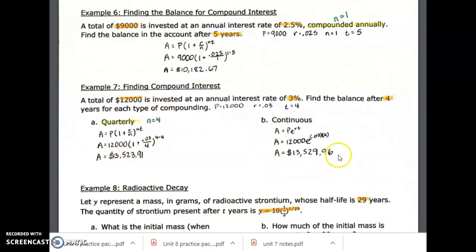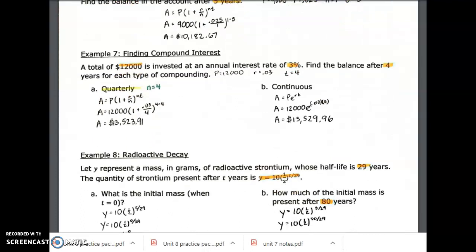Here we use our continuously compounding interest. And because it's constantly compounding, there is no n. There's no number of times that we compound it. So our formula doesn't have an n. The e in this formula is that constant that we talked about in the notes previously. So we plug this into the calculator, 12,000 e to the 0.03 times 4, and we should get $13,529.96.